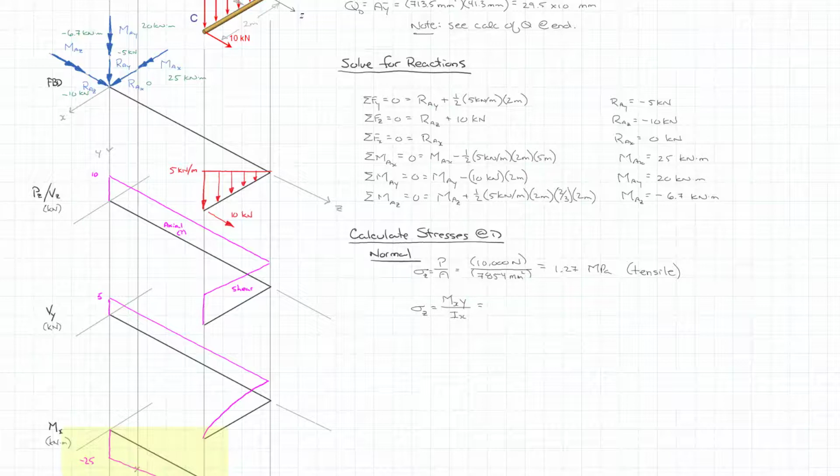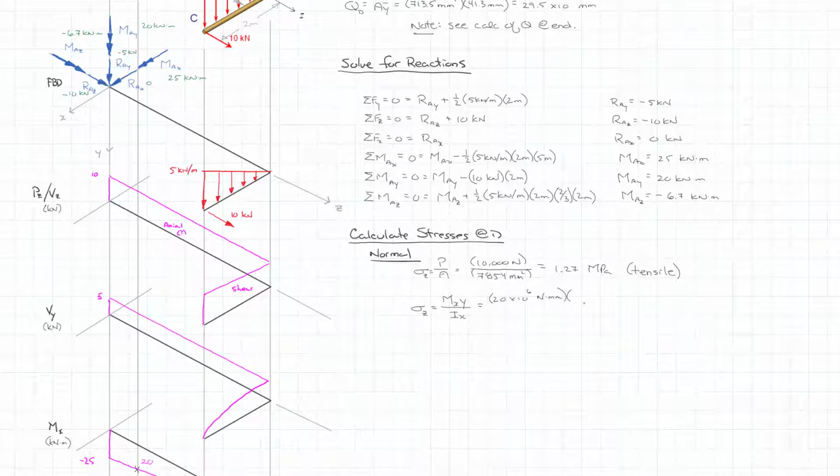And so I need to know this value right here. And so if it goes from 25 to 0 and we're 1/5 the way along, so that means that value is going to be 20 at that point. And so that's the moment that we're going to be interested in at this cross-section of interest. So let's put that in here. So we have 20 kilonewton meters, so 20 times 10 to the 6 newton millimeters times y, which is our distance to point D from the neutral axis.